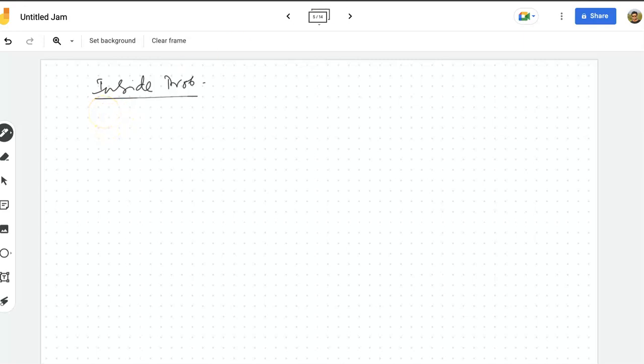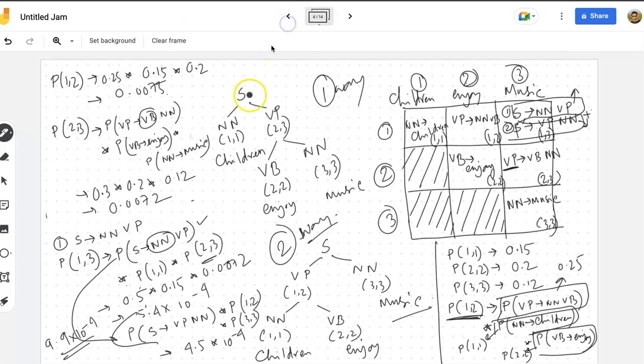That is 0.45 into 10 raised to -3 plus 0.45 into 10 raised to -3. That becomes 0.99 into 10 raised to -8. That's the correct answer. So if I sum these two, that is the inside algorithm. So what is the inside algorithm?